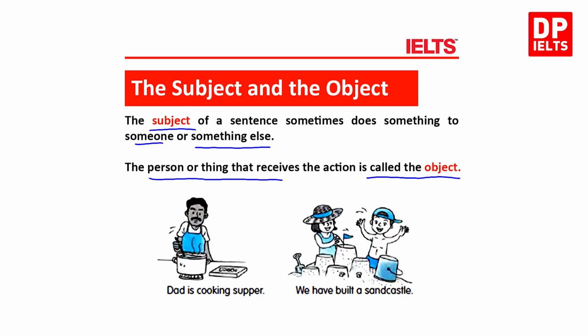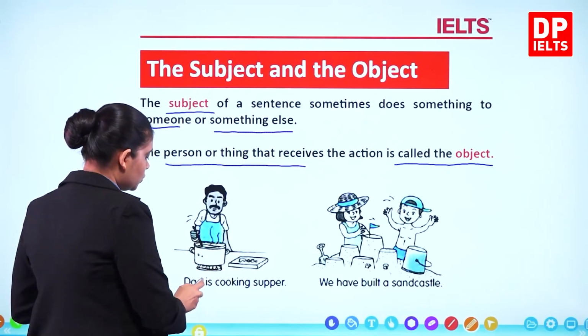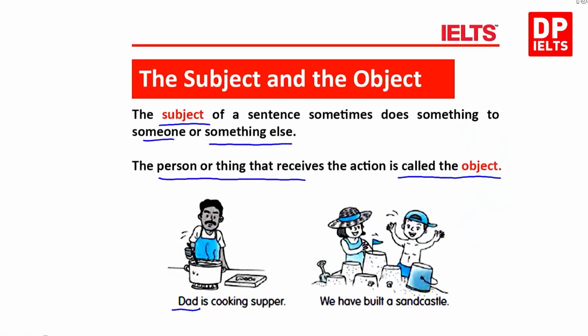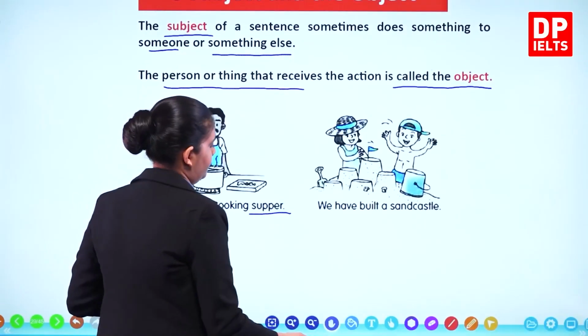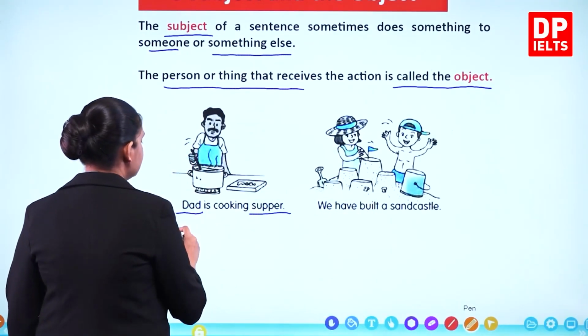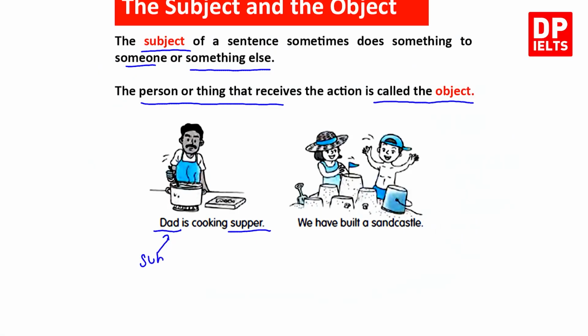Dad is cooking supper. Who is cooking supper? Dad. What is Dad cooking? Supper. Right? So let's have a look at it. Who is Dad? The subject. Dad is cooking supper.